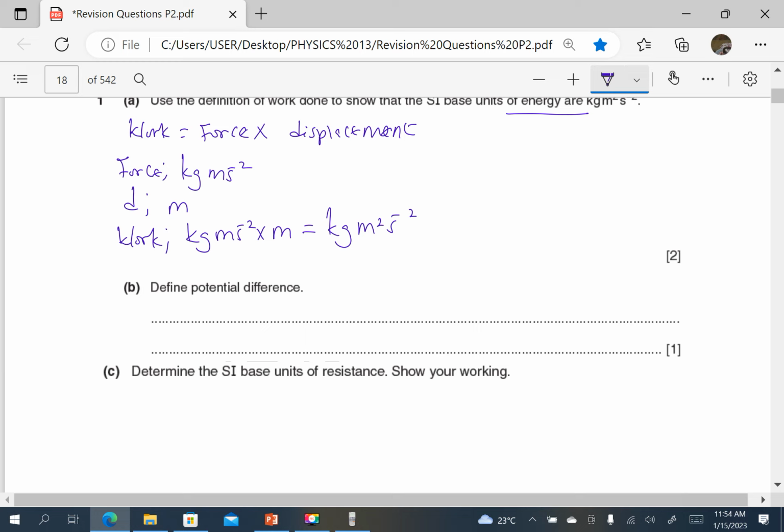Define potential difference. Of course, potential difference is the energy transferred from electrical. We know that V is equal to work done per unit charge, energy transferred per unit charge. So that is energy transferred from electrical to other forms. To be specific, to thermal.